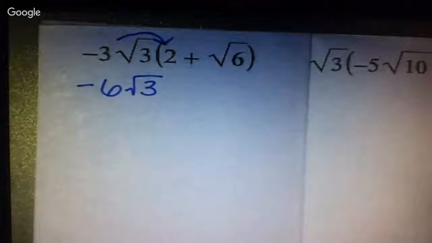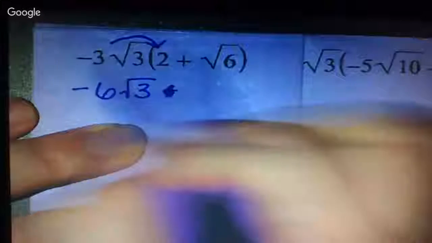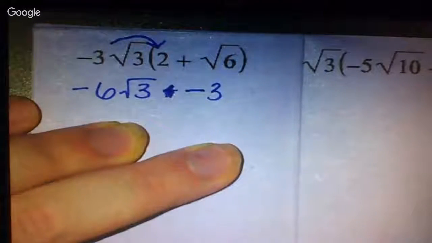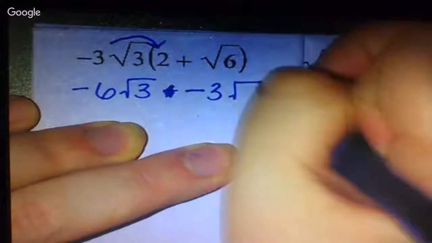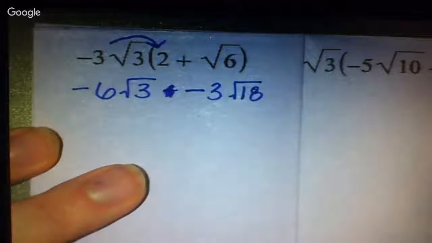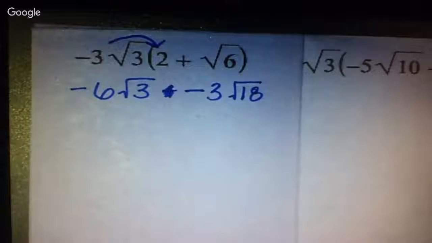Minus 3 square root. Fantastic. Okay, this would have been a plus, but when I multiply the coefficients, this becomes minus 3, because that's negative 3 times 1. And square root of 18. So negative 6 square root of 3 can't be reduced, right? No, negative 6 square roots of 3 cannot be reduced.